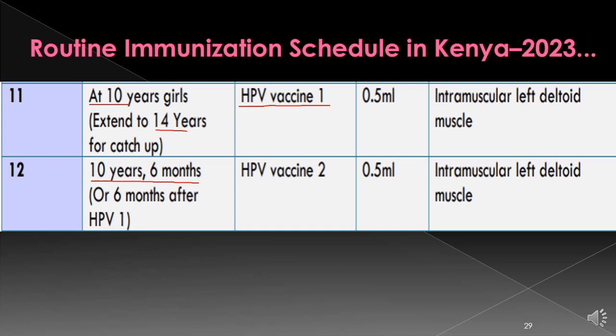If you catch them at any other time after 10 years, within 14 years, you give them the first dose, then you give them a return date 6 months after that. You give them then the human papillomavirus vaccine 2. The dose is 0.5 ml. It doesn't change irrespective of the dosing. And then it is given intramuscularly on the left deltoid muscle. The site, the dose, the route of administration do not change.